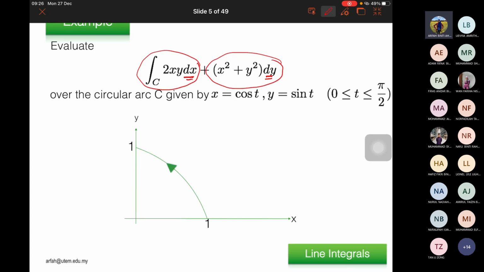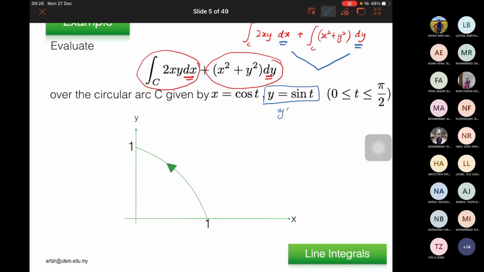So dia sebenarnya integration kan kalau tambah kita boleh pisahkan kan. Integration over the curve C 2xy dx plus integration over the curve C x squared plus y squared dy. Okay. So kalau tengok yang ini dia ada dx, dia ada dy. So kita boleh gunakan y sama dengan function of t, x also it's a function of t. So kita boleh use line integrals. Okay. So from here salin balik soalan.